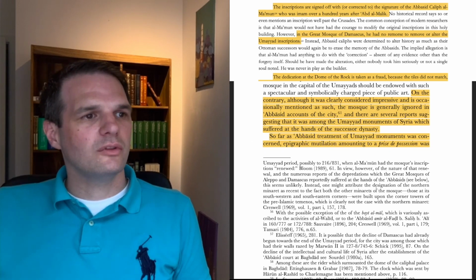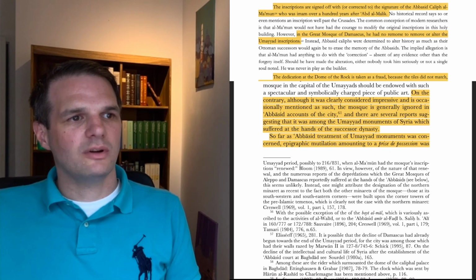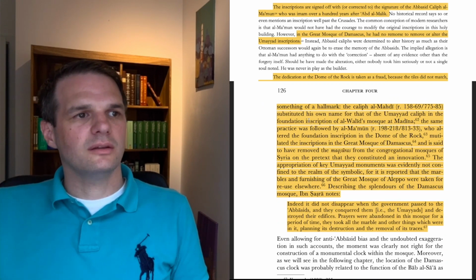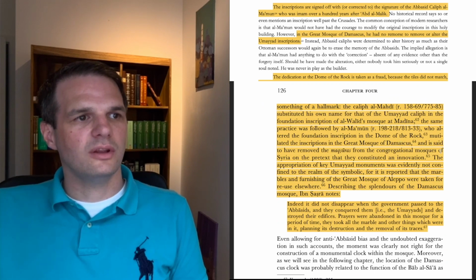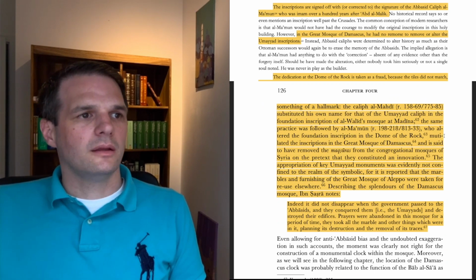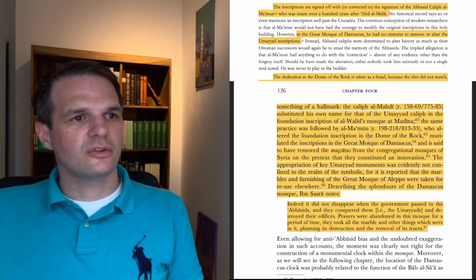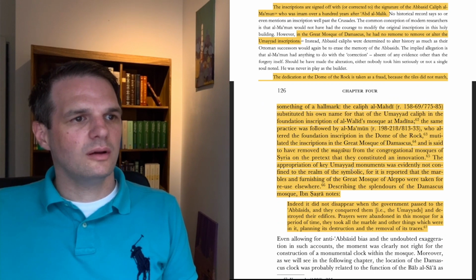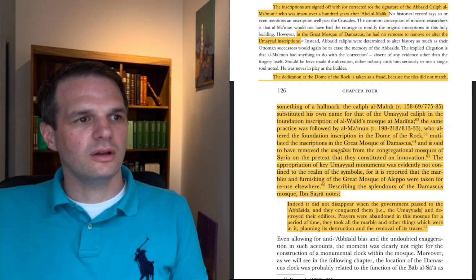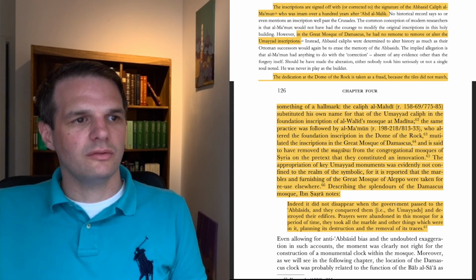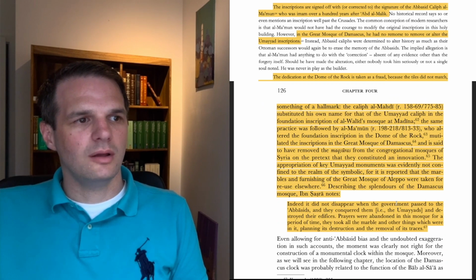Alright, let's move on. "So far as Abbasid treatment of Umayyad monuments was concerned, epigraphic mutilation accounting to a prise de possession was something of a hallmark. The Caliph al-Mahdi substituted his own name for that of the Umayyad Caliph in the foundation inscription of Al-Walid's mosque at Medina." So exactly the same as what happened with the Dome of the Rock. "The same practice was followed by Al-Mamun, who altered the foundation inscription in the Dome of the Rock." Yeah, there we have it. "Mutilated the inscriptions in the Great Mosque of Damascus, and is said to have removed the maqsuras from the congregational mosques of Syria on the pretext that they constituted an innovation. The appropriation of key Umayyad monuments was evidently not confined to the realm of the symbolic, for it is reported that the marbles and furnishing of the Great Mosque of Aleppo were taken for reuse elsewhere."